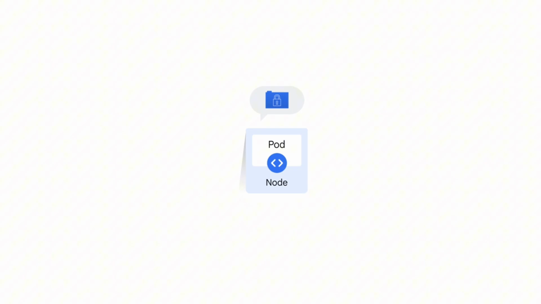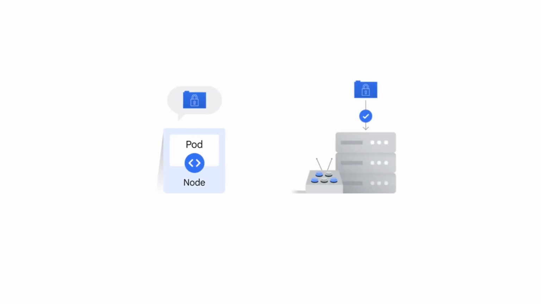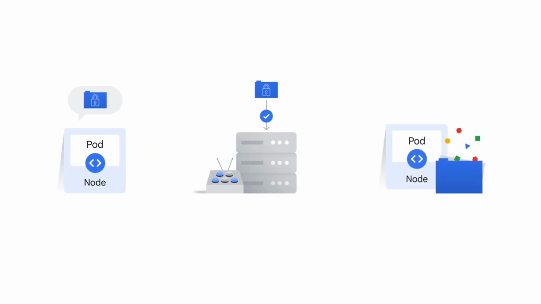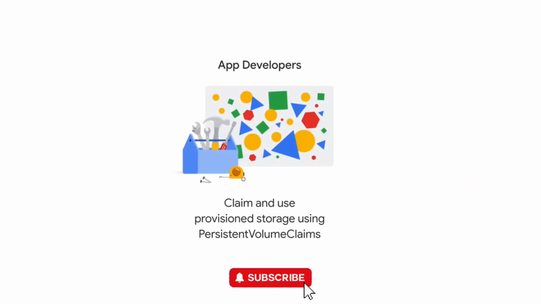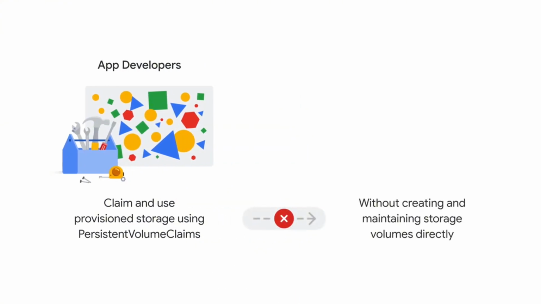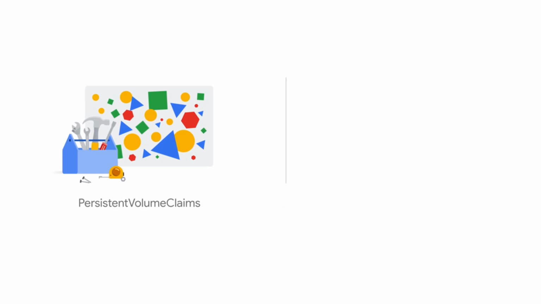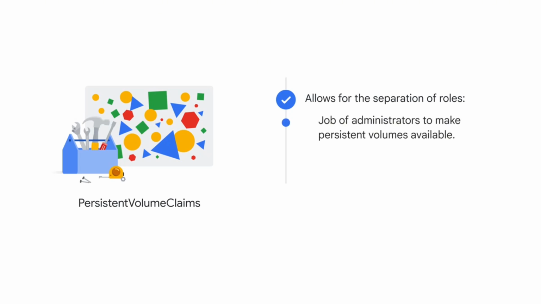When a pod requests a PVC, the Kubernetes controller matches the PVC to an available persistent volume that meets the requirements of the PVC. Once a persistent volume is matched to a PVC, the pod can mount the persistent volume and access the storage. Application developers can claim and use provisioned storage using persistent volume claims without creating and maintaining storage volumes directly. This allows for the separation of roles, as it's the job of administrators to make persistent volumes available, and the job of developers to use those volumes in applications.